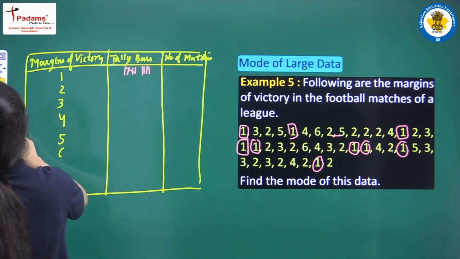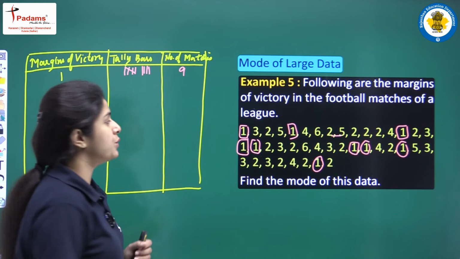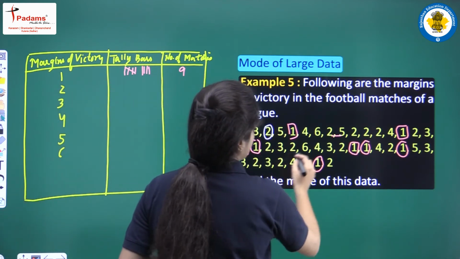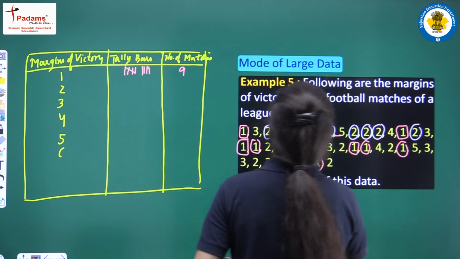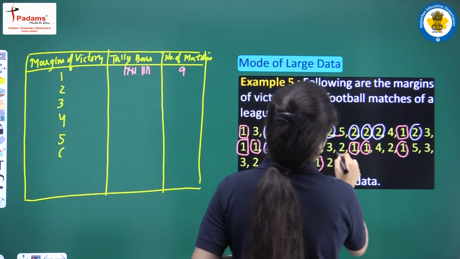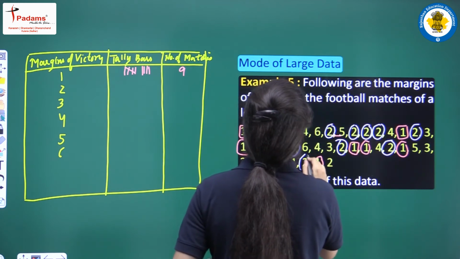That is 9. Alright students, now for 2: 1, 2, 3, 4, 5, 6, 7, 8, 9, 10, 11, 12, 13 and 14.